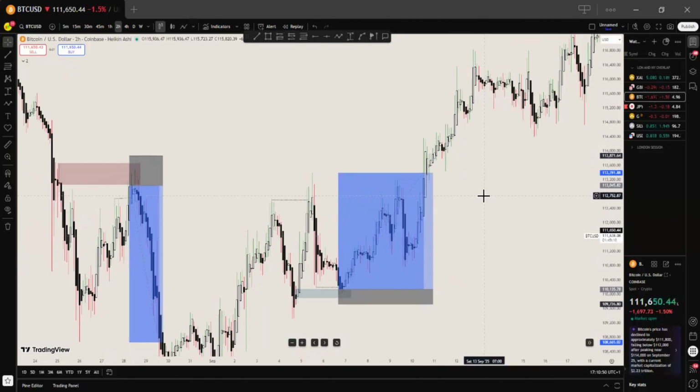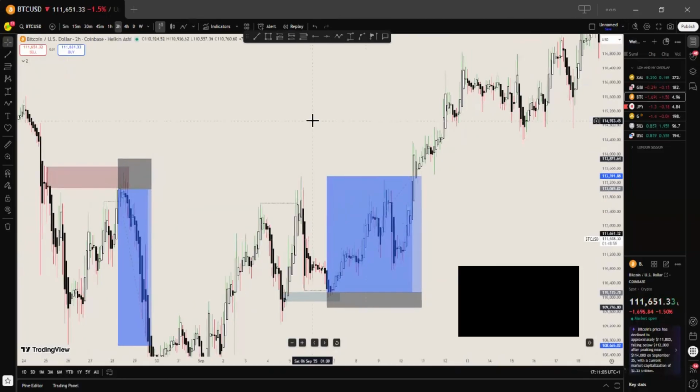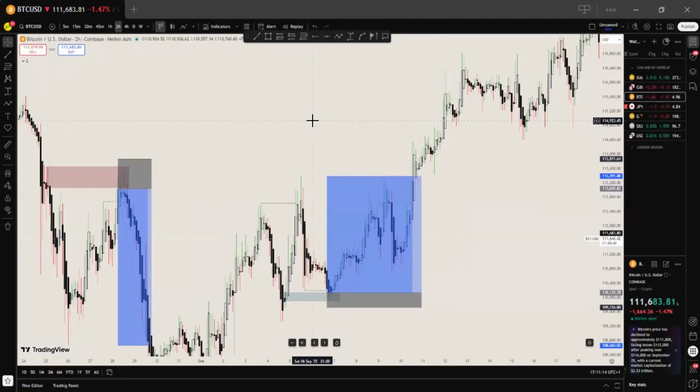So I think with this little video, with this little explanation, I'm able to explain what engineered liquidity is and the criteria you need to know in order to trade it profitably in the market. So in my next video, I'm going to be explaining what pullback is and the types of pullback we have in the market.